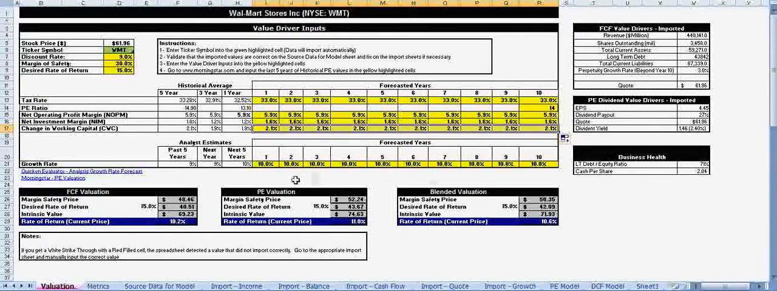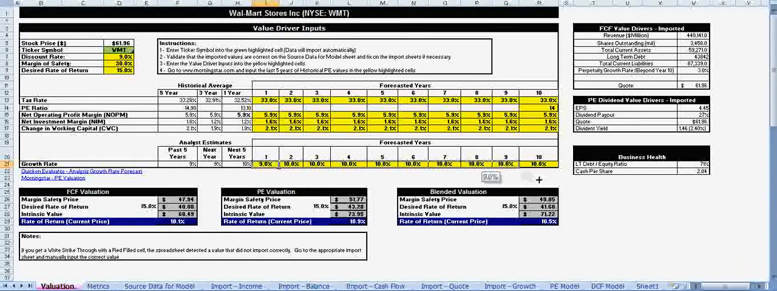Based on what we have here, if we put 10% in as the growth rate, which is what analysts are saying, it gives you an intrinsic value of around $70 a share for the free cash flow and $74 for the PE valuation, and then a blended value around 71. I typically decrement the analyst forecast by at least 1% or so, because they tend to be pretty optimistic, and you can see historically it's only been growing about 9%.